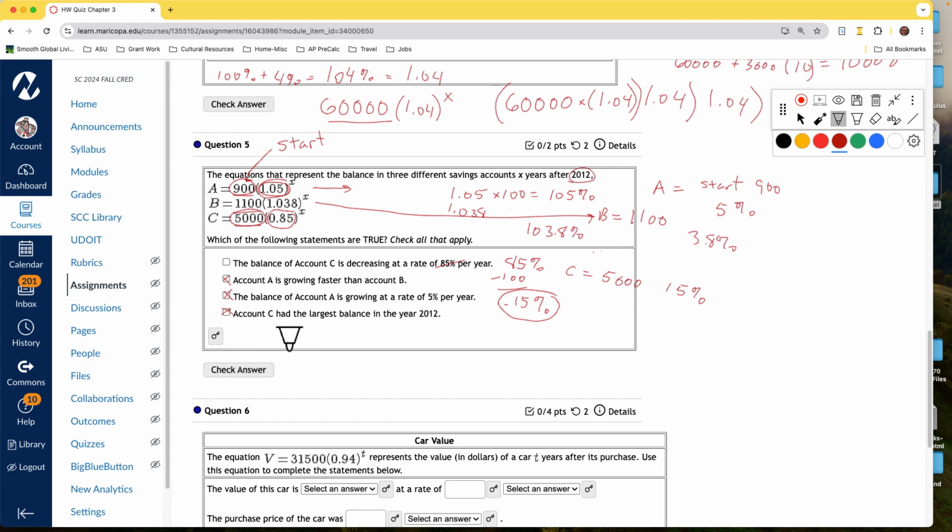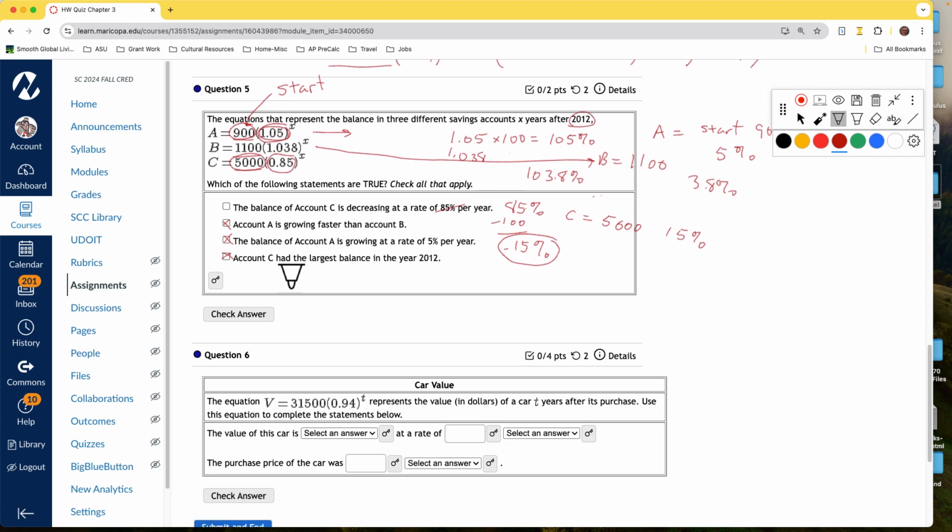So those would be the correct answers. And again, for yours, it might be different. You have to compare. But that's how you're looking at it. From those equations, you can tell what they started with, and then you can tell whether it's increasing or decreasing based on the number that the exponent's on. Is that making sense? Okay.